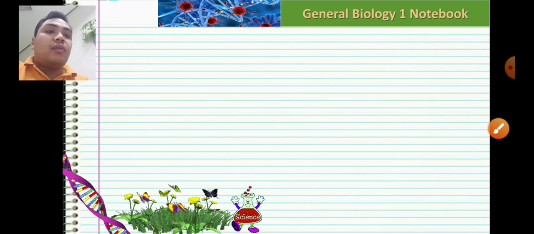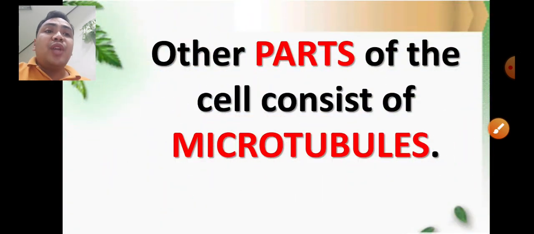So for the next part, other parts of the cell consist of microtubules, and these are centrosomes or centrioles, cilia, and flagella. And that will be the main topic for our next video presentation.